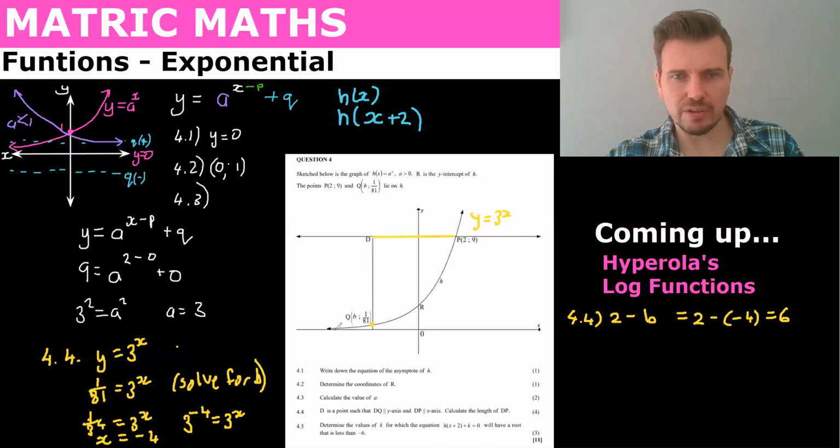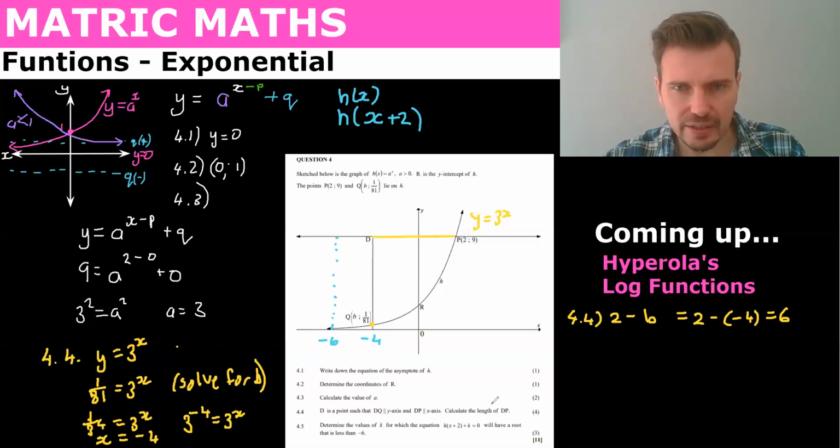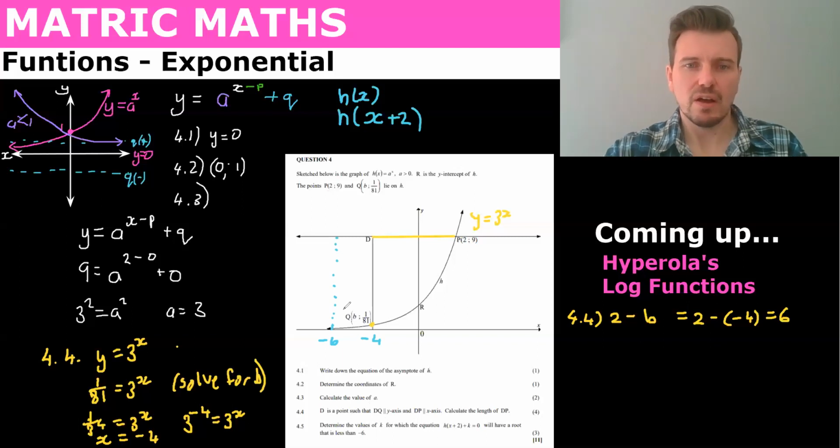And they're saying, where are the roots less than -6? So first of all, what we're doing is we're shifting this graph back by this value here. Now we knew b was -4. So basically, we're shifting it backwards by 2. So that value here would now be -6. And they're saying that plus k is equal to 0, so the equation will have a root less than -6.